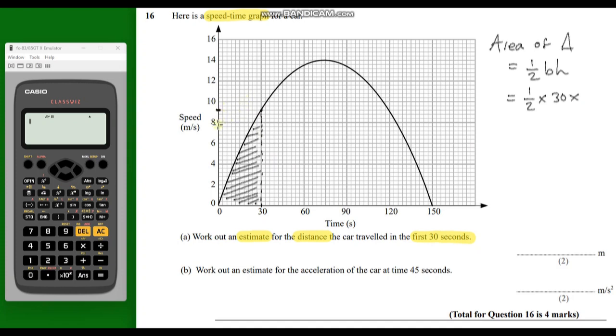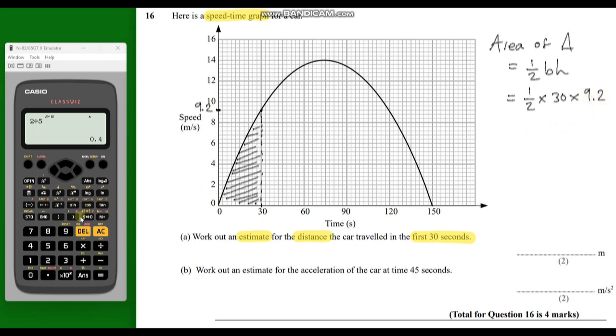Well, we're going from 8 to 10. That's a difference of two meters per second. And you can see that there are 5 squares. So to work out what each square is, we can just do 2 divided by 5, and that gives us 0.4. So each small square is worth 0.4. So this is 8, 8.4, 8.8, 9.2. So that point is 9.2. So we're going to times that by 9.2.